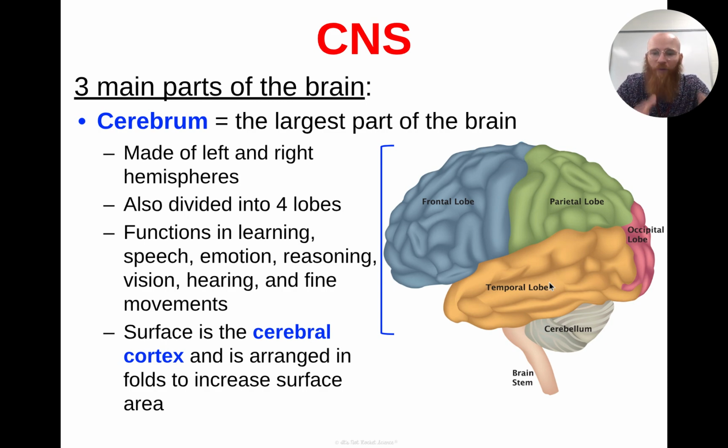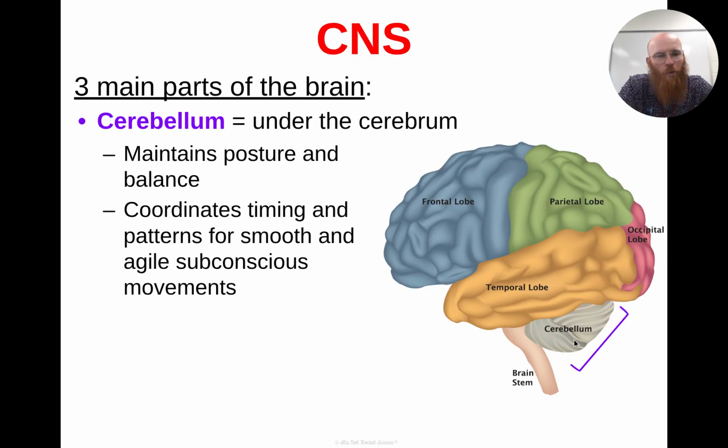The surface of the cerebrum is referred to as the cerebral cortex. It's arranged in these folds that help to increase surface area. But yeah, that's what you see here, all these folds and ridges. That's what we refer to as our cerebral cortex.